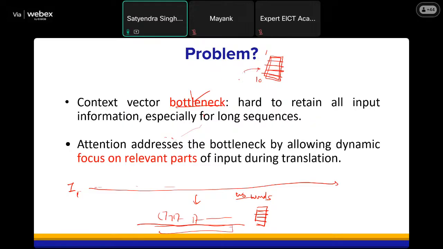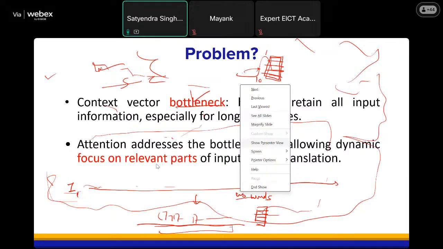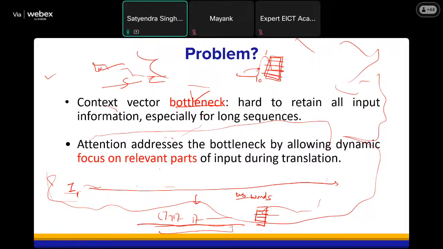Why does it create a problem? For example, the screen that you are seeing here, a white screen. Right now, I have written two sentences: context vector bottleneck, attention addresses the bottleneck, and so on. If you put more sentences and more information on the board, there will be one point of time when it would not be easy to understand what is written on the board. So if you put lots of information in a fixed memory size, eventually it will be hard to retain all the input information. That is the same problem that the context vector bottleneck has. So for long range sequences, there might be loss of information. So this is one problem.